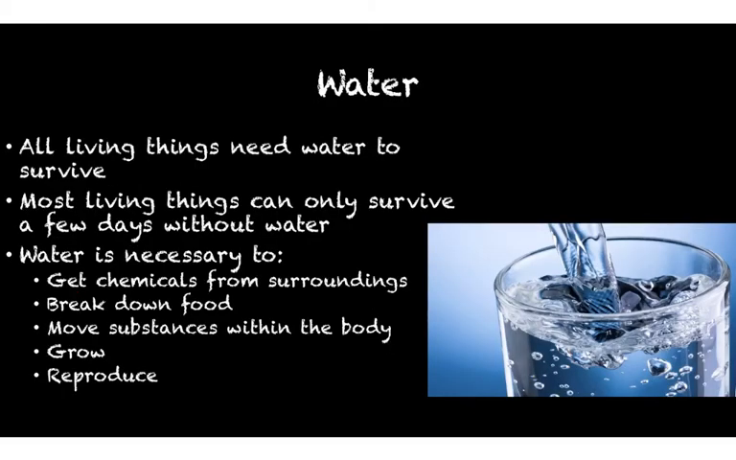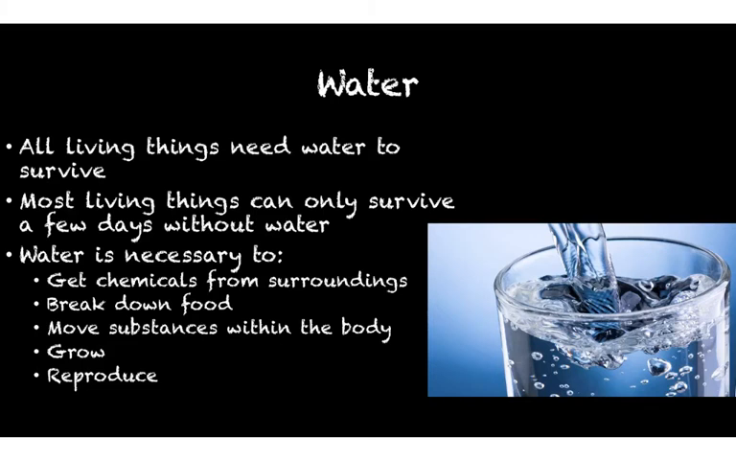The next thing that all living things need in order to survive is water. Water is essential to life. Food you can last a couple of weeks without, but water you can only survive a couple of days without. Water is necessary for 5 reasons. It is necessary to get chemicals from your surroundings. Remember, you need chemicals from the external environment, from the food that you take in, from the nutrients that your body needs. You need chemicals in order for your body to survive, so you need water in order to get those chemicals from your surroundings.